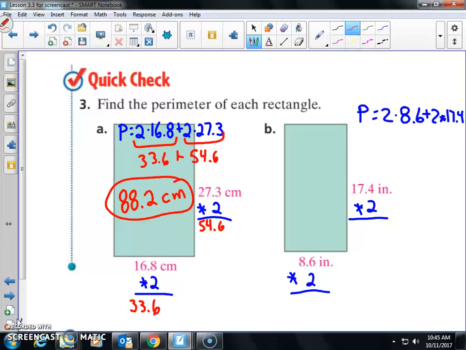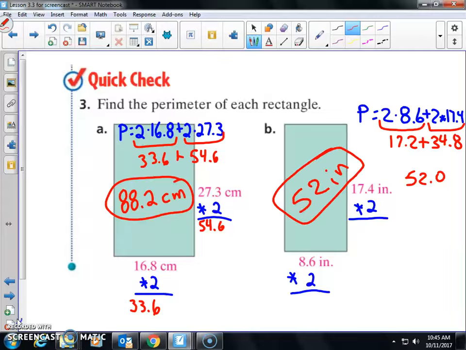For this one, 17.4 times 2, this piece right here, 17.4 times 2, we get 34.8. 2 times 8.6, we get 17.2, and we got to add those together. When we add them together, we get 52.0. So 52 inches is the distance around the outside of that rectangle.